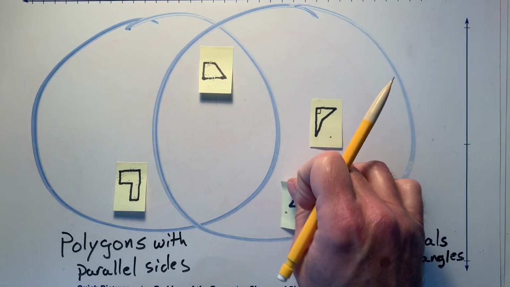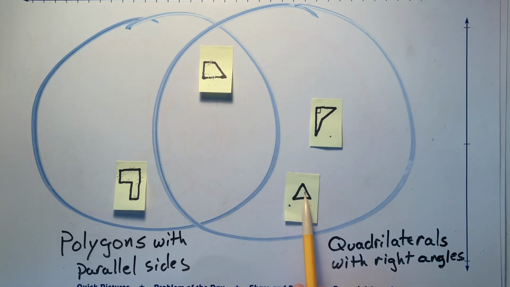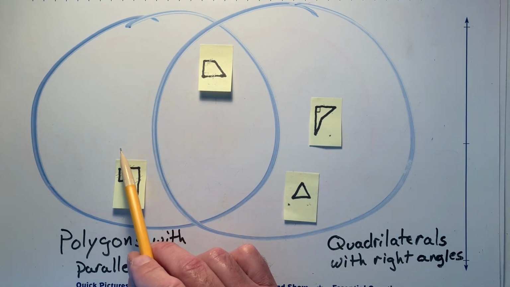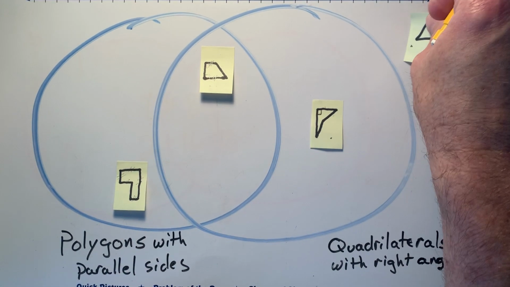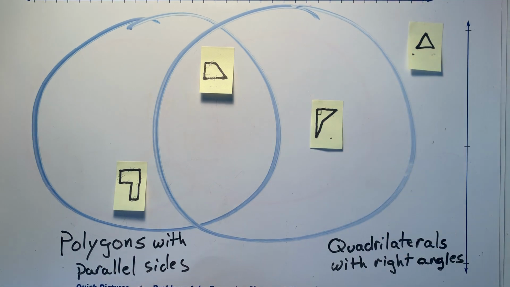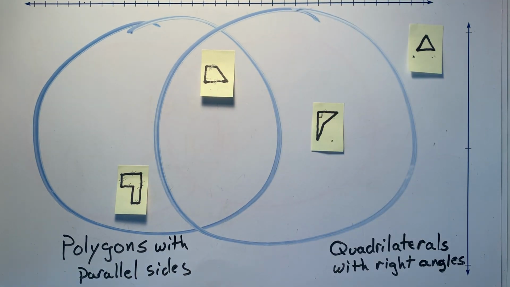Let's take a look at another one. This guy. I don't see any right angles. I don't see any parallel sides. This is definitely a polygon because triangles are straight-sided, closed shapes, but it does not fit in this circle, and it does not fit in this circle. This shape would go on the outside. It does not fit anywhere inside my Venn diagram.